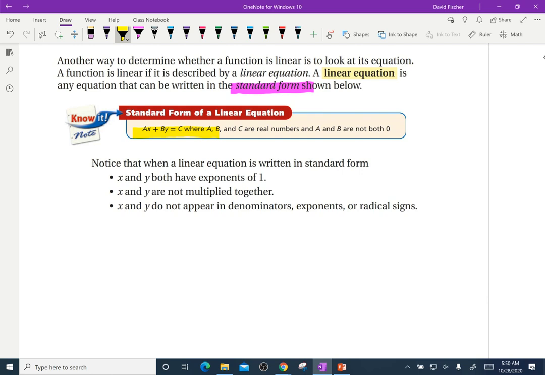We always put the x's first. So the a stands for a coefficient. It could be any number, like a 3x plus 8y's. So we put the x's first, and then the y's. And then the c is always my term without a variable.